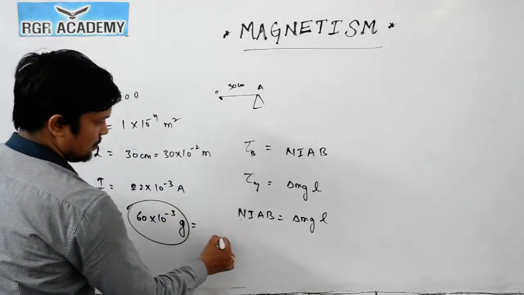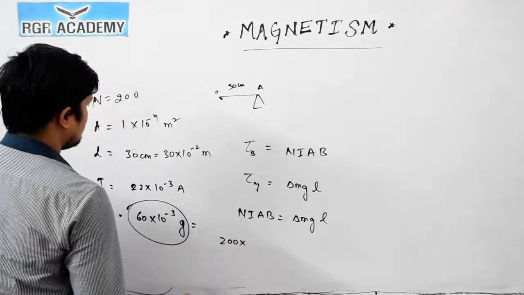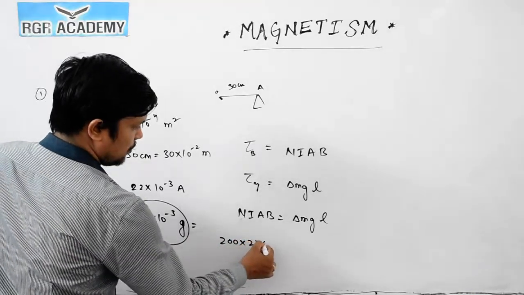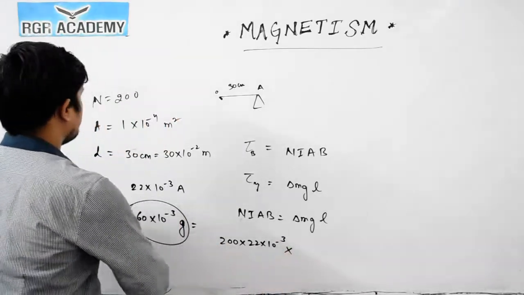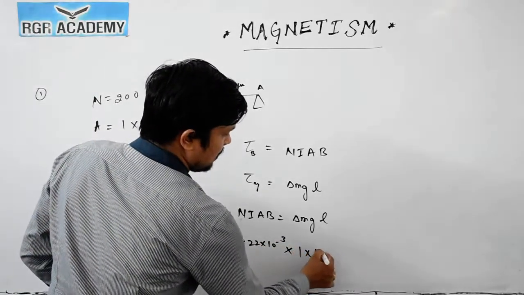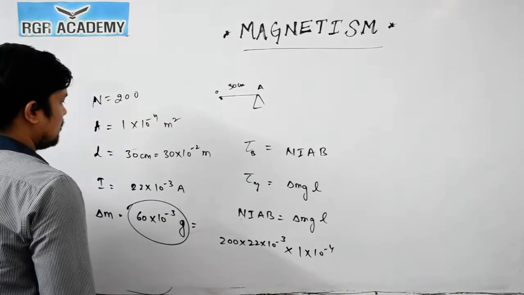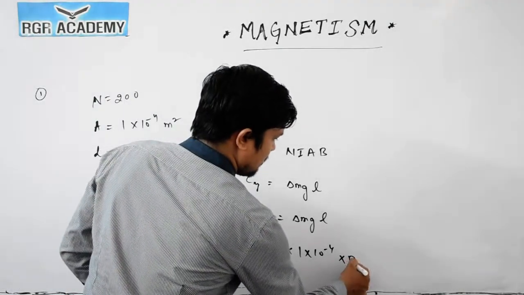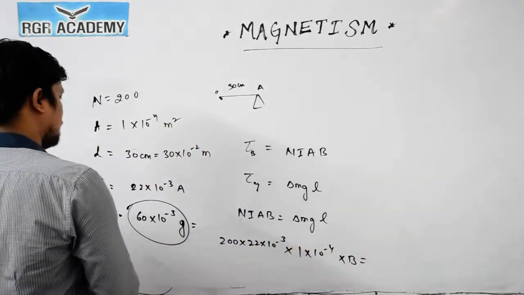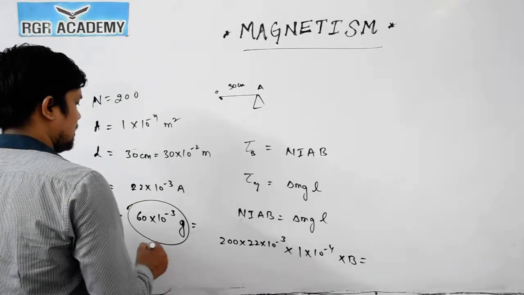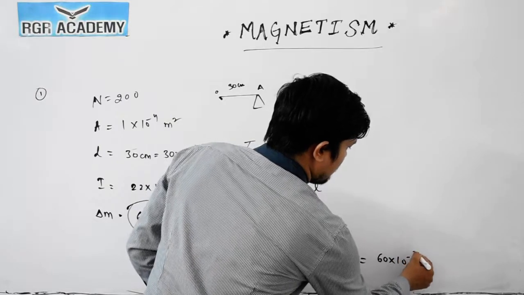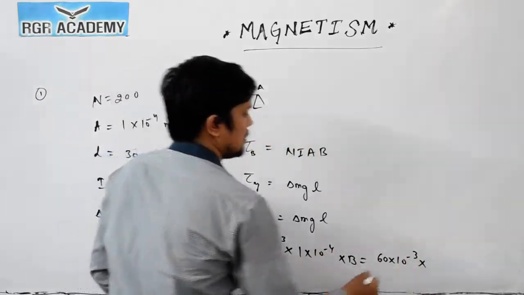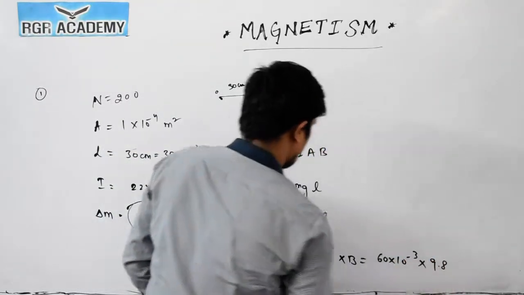Number of turns is 200, current is 22 into 10 to the power minus 3, area is 1 into 10 to the power minus 4, and the magnetic field we have to calculate, should equal delta mg. Delta mg will be 60 into 10 to the power minus 3, and the value of g I can consider as 9.8, into length.